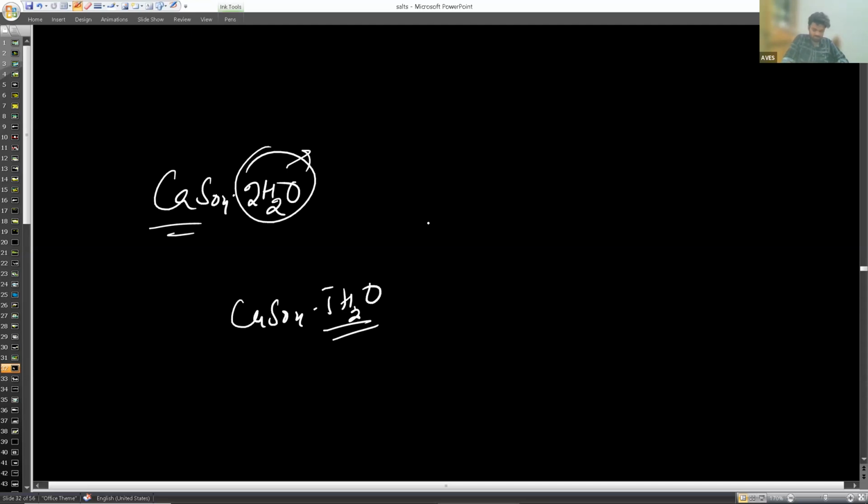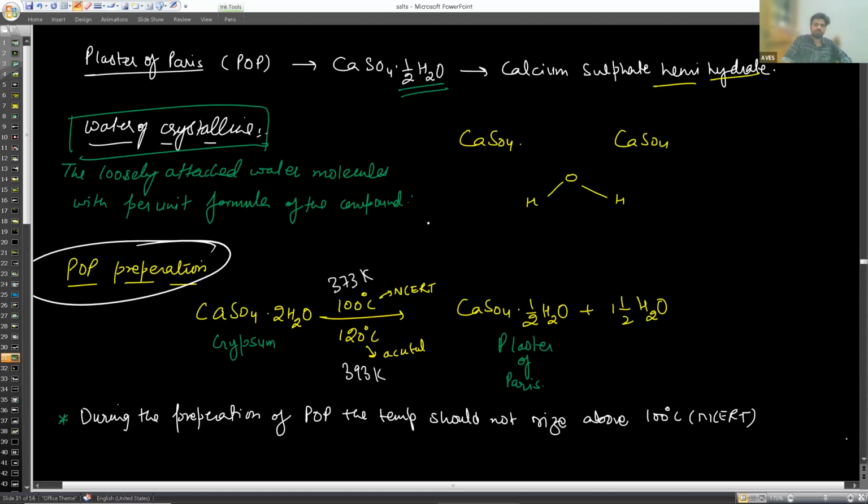Loosely attached molecules per unit formula of the compound. I have written two temperatures here, 120 degrees Celsius and 393 Kelvin, because it is written that way in many books. But in NCERT it is written 100 degrees, so you have to write 100 degrees. We have to follow the rules of NCERT.